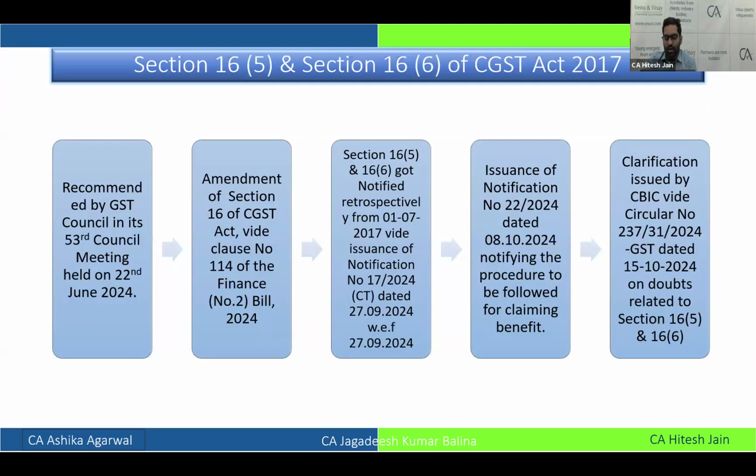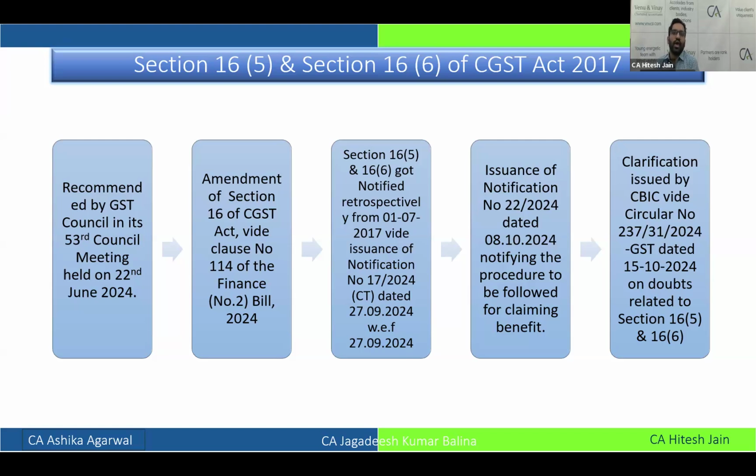Now coming to the history of Section 16 subsection 5. Section 16(5) was first recommended by the GST Council in its 53rd Council meeting held on 22nd June 2024. This was recommended basically because 16(4), being a restrictive provision, was creating a lot of issues.